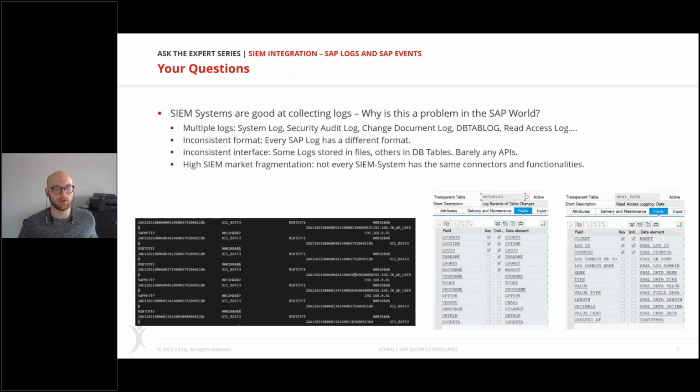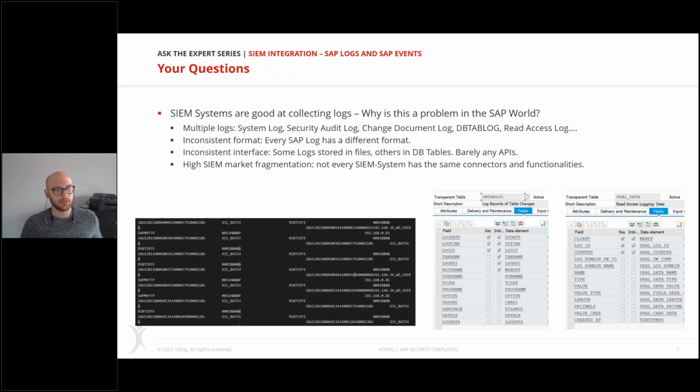But other logs are stored in database tables, and one option is to go directly to those database tables, which I would not advise, because, as you know, of course, there is a lot of critical data in an ERP system. So you don't want to have direct access to the database tables for a remote system. So that's critical. I would not advise that. That is maybe a possible way, or at least a technically possible way.